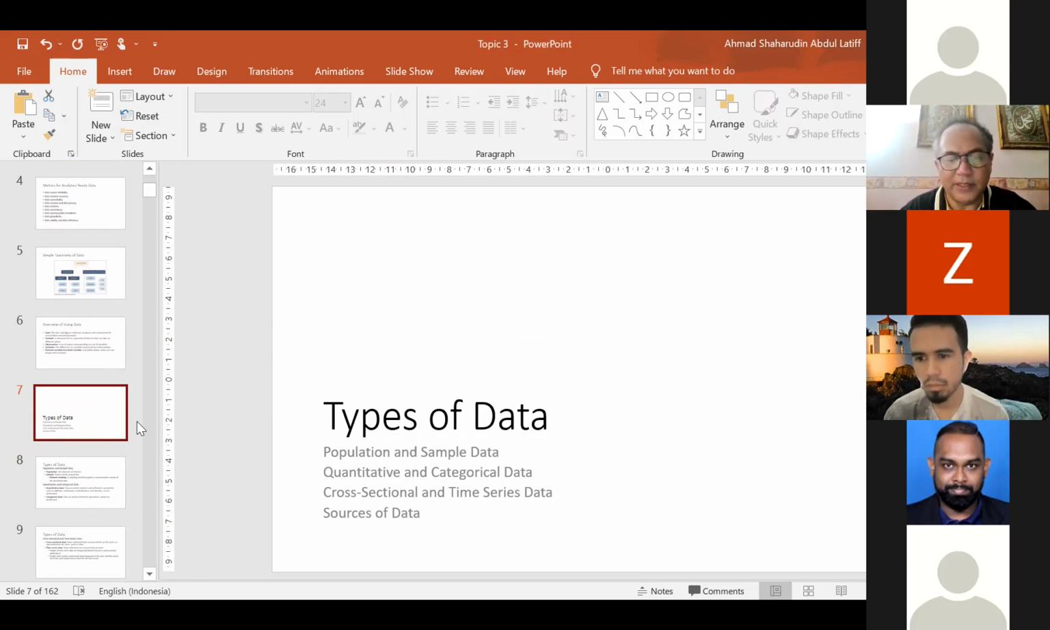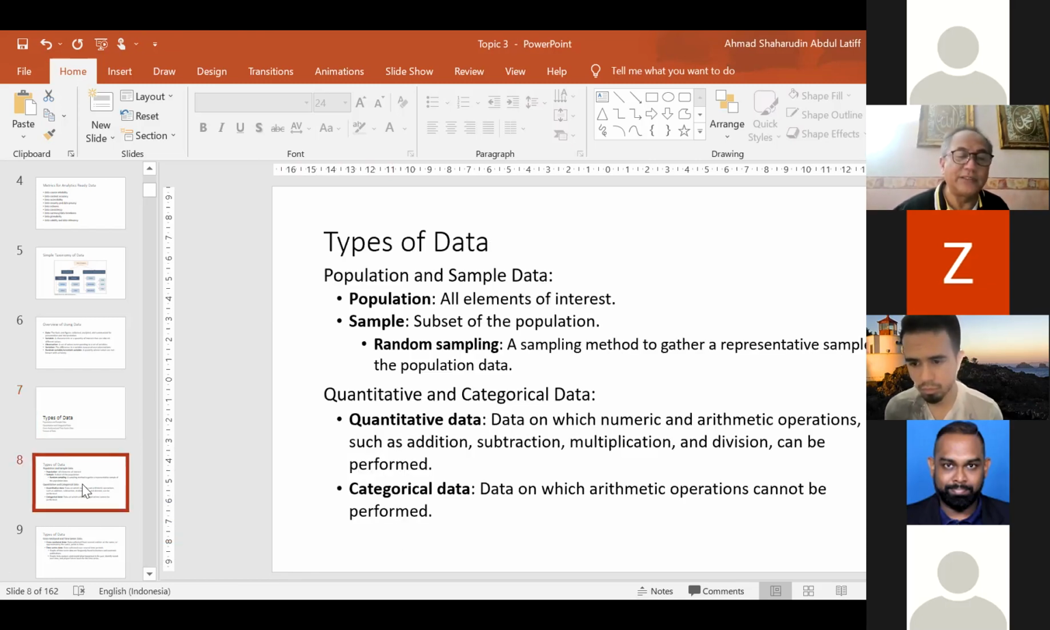Did everybody have installed their R? I'm not teaching C, I'm teaching R. Shalini, do you have R? Not yet. So I'll guide you after this, after we move into types of data. Yes, you have, Shalini.